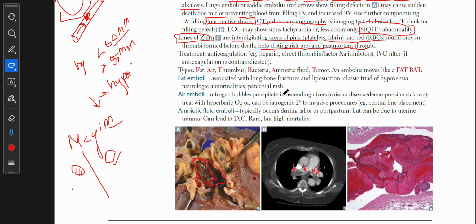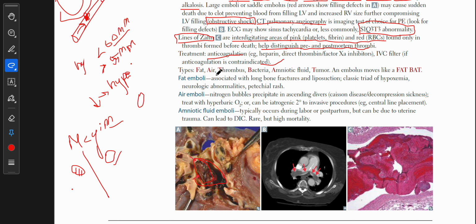So for the treatment of pulmonary embolism, since it is almost always a thrombus, there should be an anticoagulation drug like heparin or low molecular weight heparin, and also apixaban, direct thrombin or factor X inhibitors, and an inferior vena cava filter if anticoagulation is contraindicated. We have to do that.